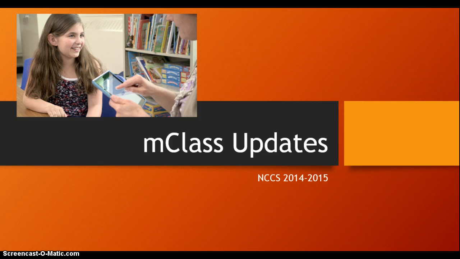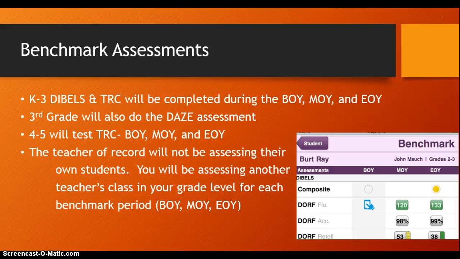2014-2015 school year. We're going to start with benchmark assessments. This year, kindergarten through third grade will do DIBELS and TRC benchmark testing during the beginning, middle, and end of the school year. Remember that third grade will also be doing the Daze assessment in conjunction with DIBELS and TRC. Fourth through fifth grade will test TRC only for beginning, middle, and end of the year.